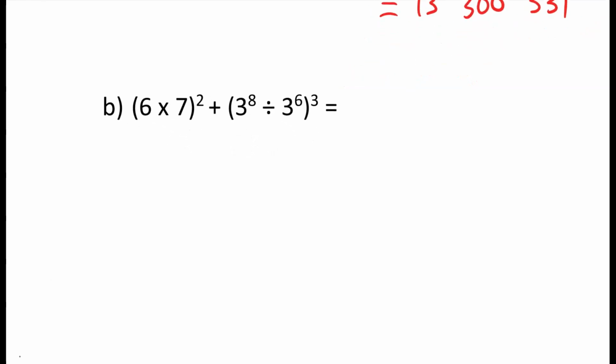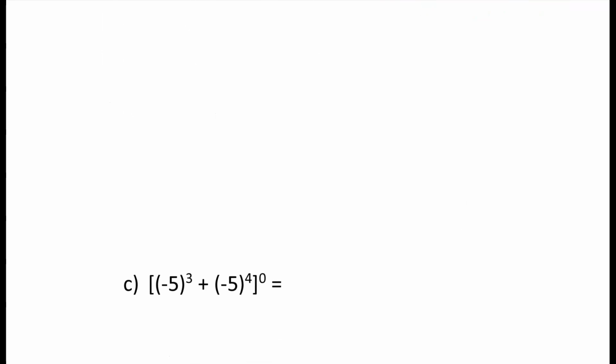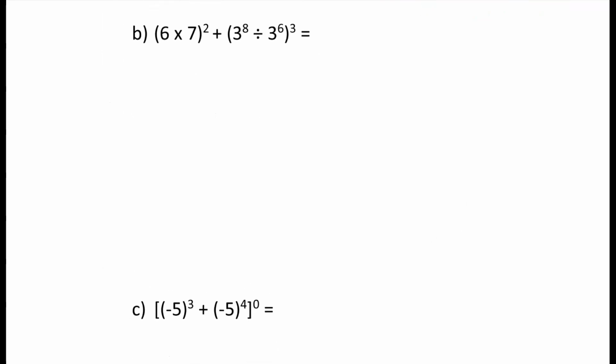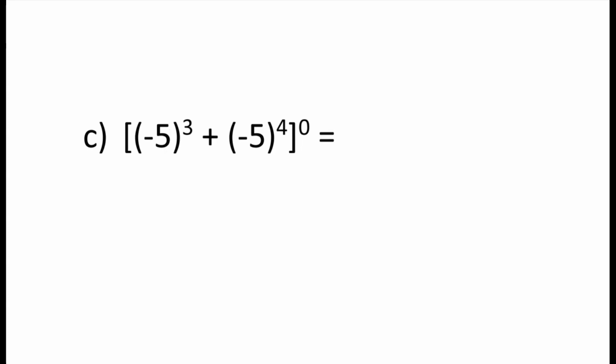For B and for C, I want you to solve on your own. B will be solved the exact same way as the one above it. So put these methods that we've gone through into practice. And for C, it will be solved the exact same way, but I want to draw your attention to the exponent of 0 on the outside again. Again, when you're multiplying by a 0, remember what that produces for you.